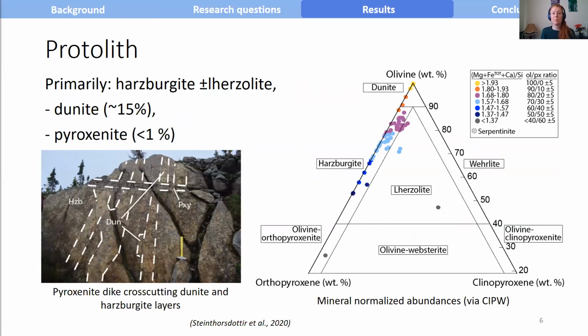So during this field, petrographic, and geochemical study, we found the protolith of the ultramafic rocks to be mainly composed of harzburgite with lesser lherzolite, dunite, and pyroxenite. In this outcrop image over here, you can see a pyroxenite dike that crosscuts dunite and harzburgite layers. On the right-hand side is a mineral normalized abundances plot of the samples, normalized to olivine, orthopyroxene, and clinopyroxene. And the different colors show the estimated olivine-pyroxene ratio of the samples.